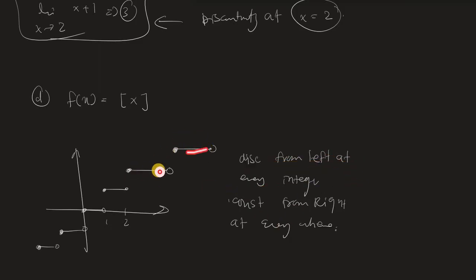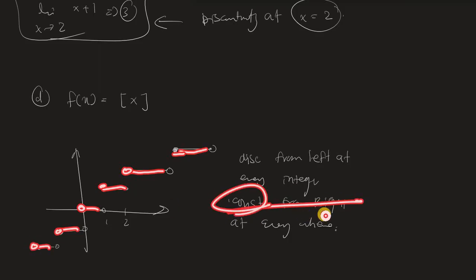And if we check from the right, you see it's continuous everywhere. Except for this point, it's continuous everywhere. So then we can go ahead and write continuous. The function is continuous from the right everywhere.